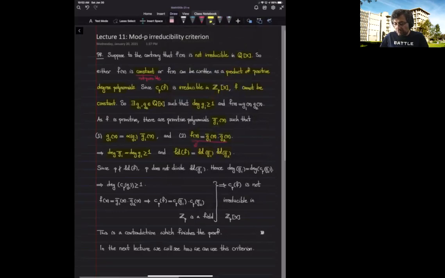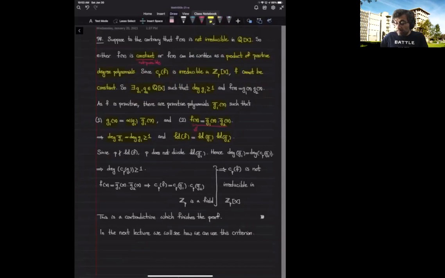Again, notice that Z is an integral domain. That's why we have this equality. But P doesn't divide the leading coefficient of F. That was our assumption. And because it's the product of the leading coefficients of G sub 1 bar and G sub 2 bar, we deduce that P divides neither the leading coefficient of G sub 1 bar nor that of G sub 2 bar. That means, again, when I look at the G sub i bars mod P, the degree doesn't drop. So the degree of G sub i bar mod P is the same as the degree of G sub i bar. In particular, it's a positive degree polynomial.